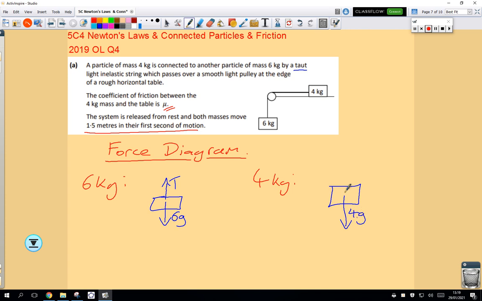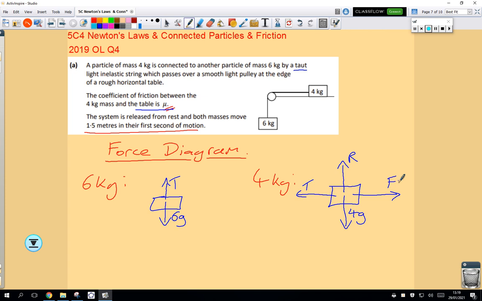In this case, there will be a normal reaction, a force on this 4 kilogram particle by the table acting upwards. And there's also a force to the left here on the particle by the string. That's called the tension force. And there is friction between the table and the particle acting backwards, friction.